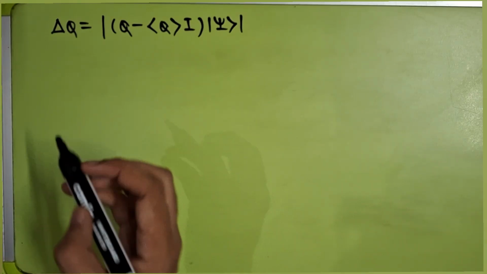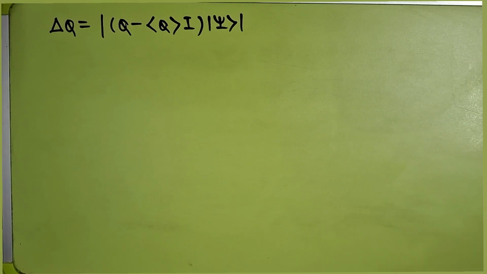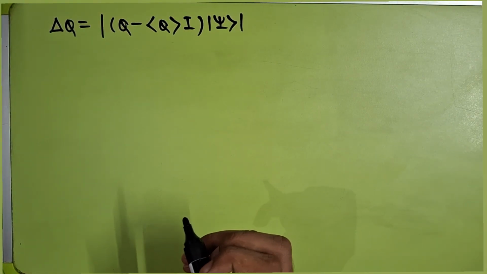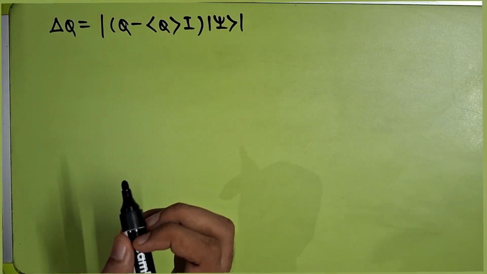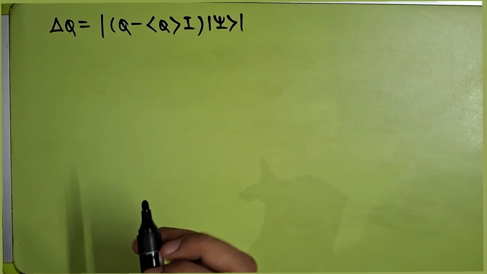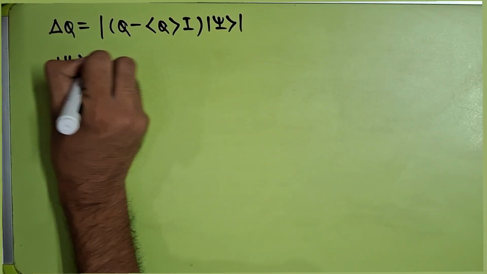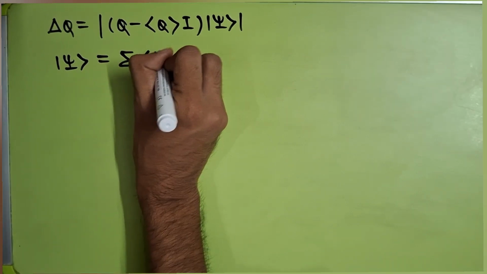We have defined the uncertainty in Q to be this expression. Let us now try to prove that this expression is exactly equal to the standard deviation in the outcomes. We know that psi n, the eigenvectors of Q, form a complete orthonormal basis of the vector space, because of which we can write any general vector psi as a superposition of the basis vectors.